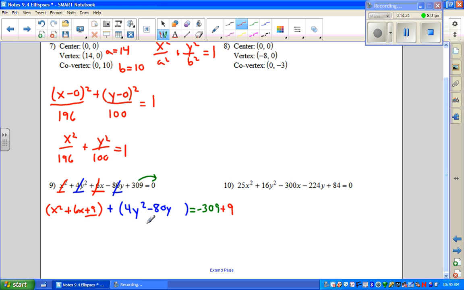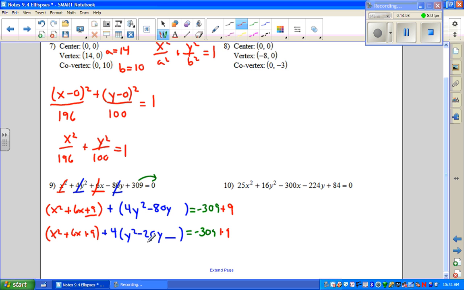Now, this one you could do a couple different ways. Here's how I like doing it. Let me rewrite this now. X squared plus 6x plus 9. I am actually going to take this 4 out of here. I'm going to divide out a greatest common factor. I'm going to have y squared minus 20y, and I'm still going to leave my blank there. And it equals negative 309, and then you have plus the original 9 from this completing the square.